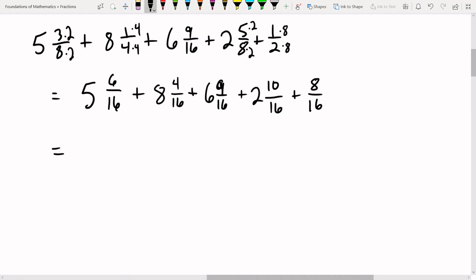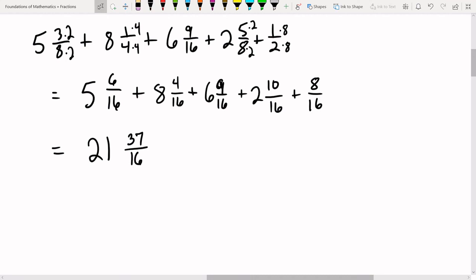We can add together the whole numbers. 5 plus 8 is 13, plus 6 is 19, plus 2 is 21. And now we can add the fractional parts. 6 plus 4 is 10, plus 9 is 19, plus 10 is 29, plus 8 is 37. We have 21 and 37 sixteenths.